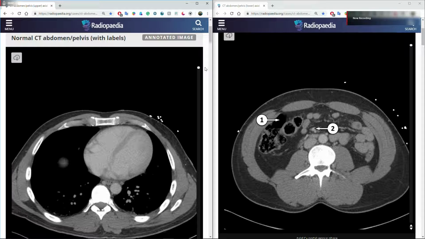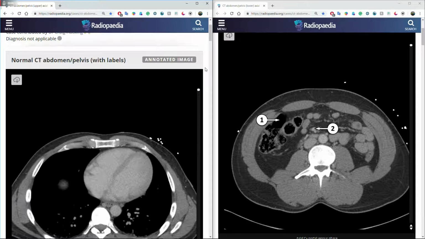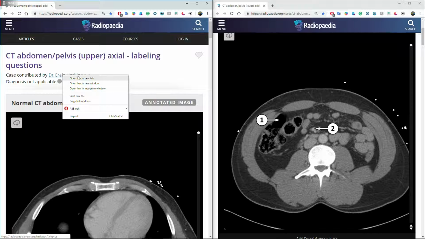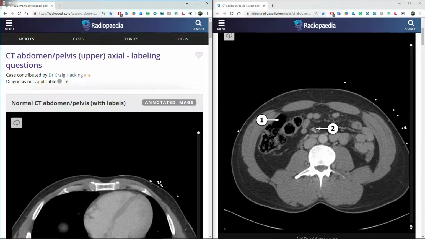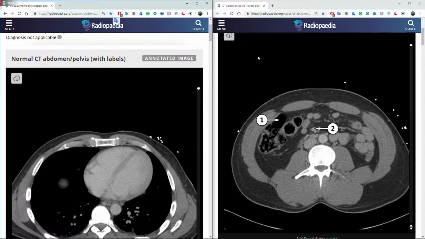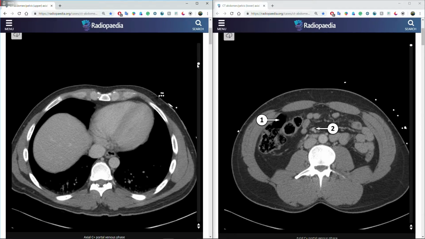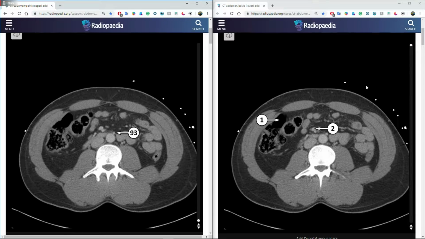So I'll be talking about the abdominal structures that you can see on the CT. I'm using Radiopaedia, and both of these are open source and they come from Dr. Craig Hacking, so thank you. This on the left is the upper portion and this on the right is the lower portion, so the very bottom of this one continues off here.